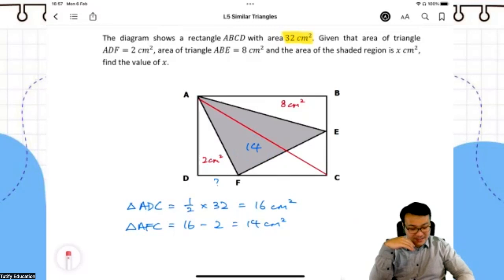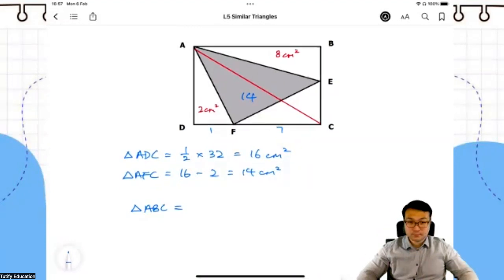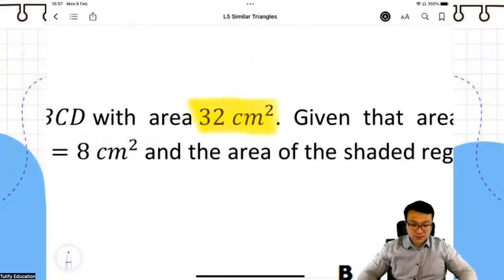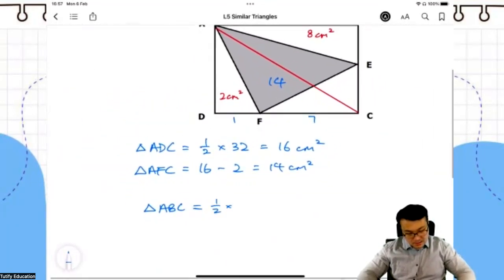2:14. Yeah, but I will not write 2:14. You must simplify for me. 1:7. Got it. Now, Talia, my next question to you is, what is the area of triangle ABC? Well, it is half of the rectangle, yes or no? Yes. What is the area of the rectangle? 32. Okay, so what is the triangle ABC? 16. Yes.